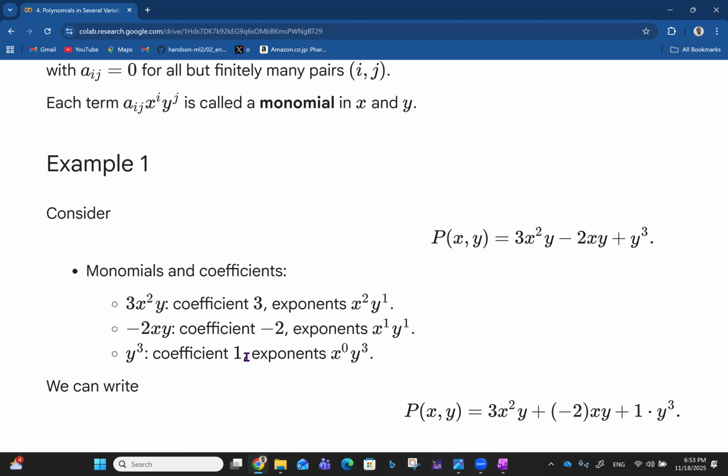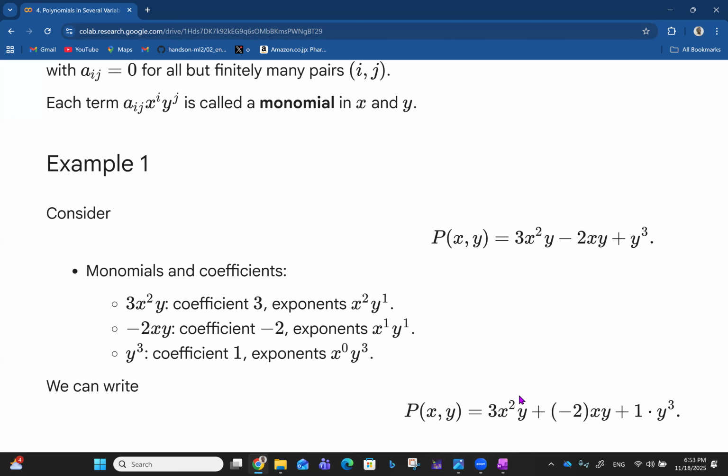So the coefficient is 1. If you don't see the coefficient, then that is 1, right? And the exponents are 0 and 3, since x is not there, so that means you can associate x raised to the power 0 and y raised to the power 3.